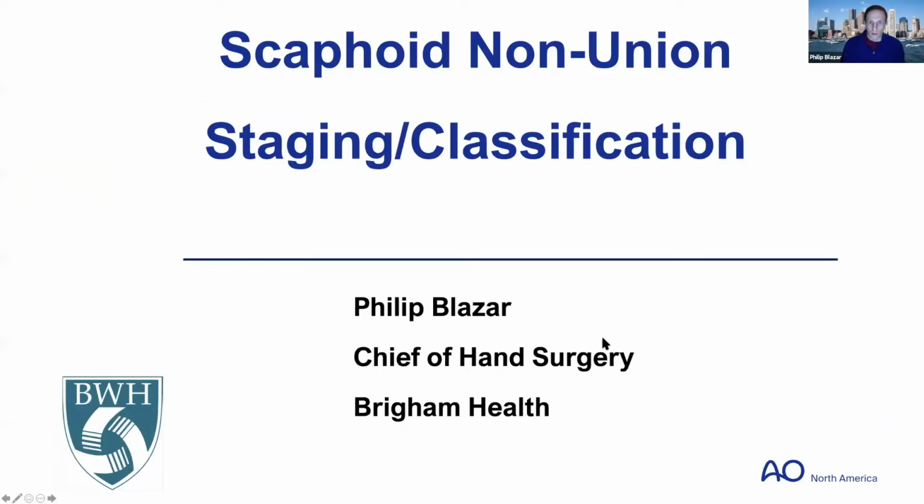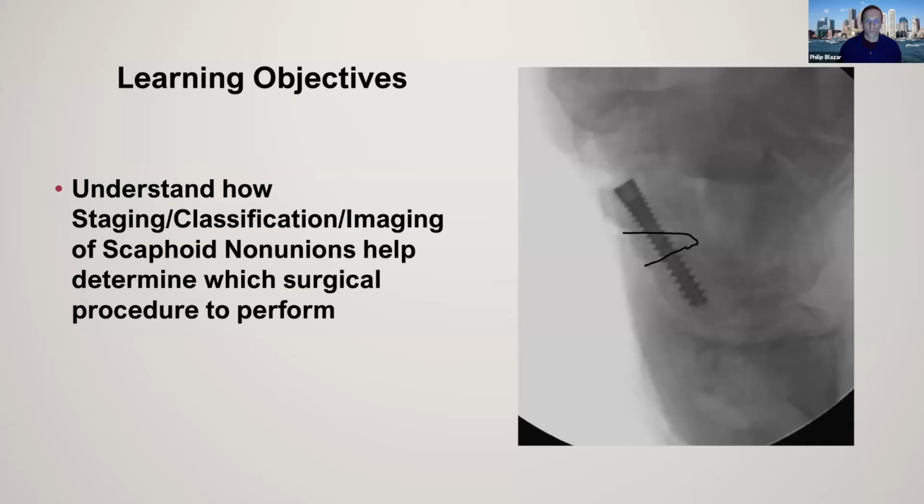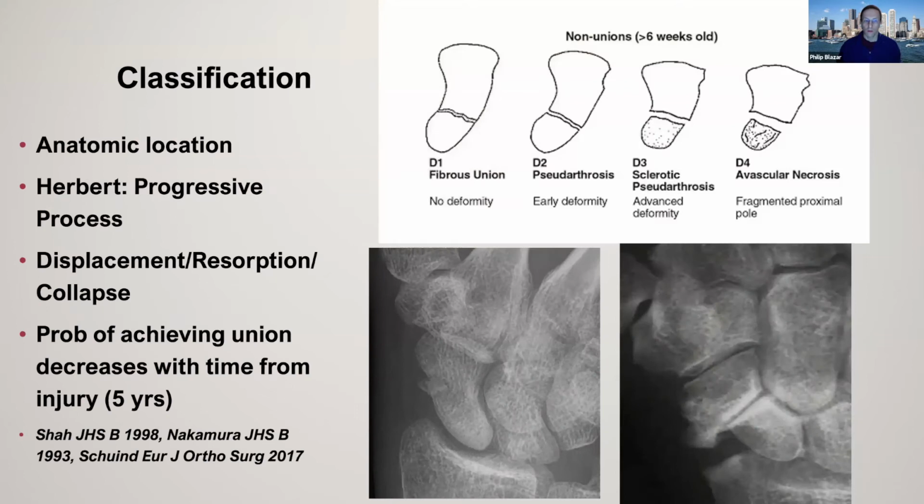So my charge this evening, as part of this really terrific panel, is to talk about scaphoid non-union staging, classification, and a little bit about the role of arthroscopy. Pretty clear what our learning objectives are, but typically just what the role of staging, classification, and imaging is to help determine which surgical procedure we're going to perform to maximize our patient outcomes.